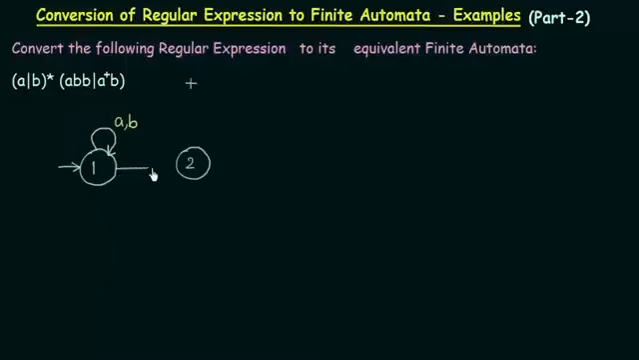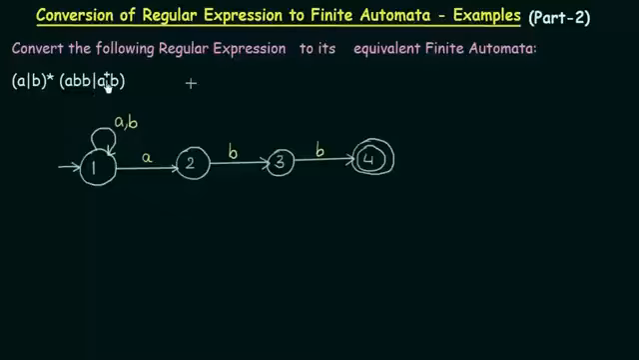So state 1 will go to state 2 on getting input A, that is this A over here. Then I'll make another state, state 3, and send state 2 to state 3 on getting input B, which is this B over here. There is one more B, so I will make another state, state 4, and state 4 will also be a final state because this is a terminating symbol. State 3 will go to state 4 on getting the next input B. Now we have completed this part A, B, B.